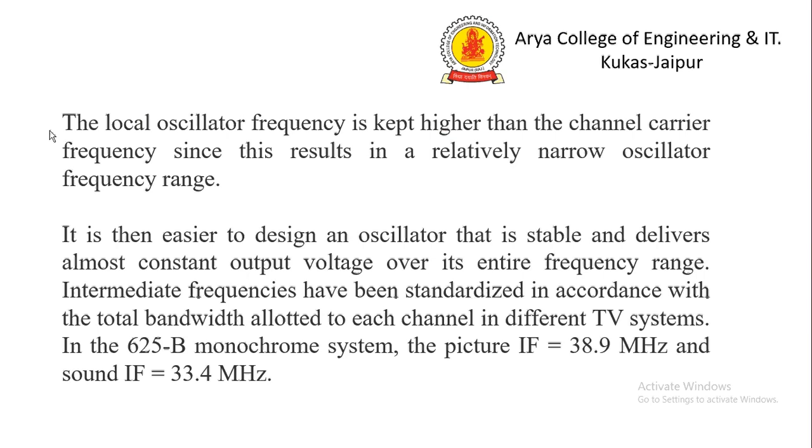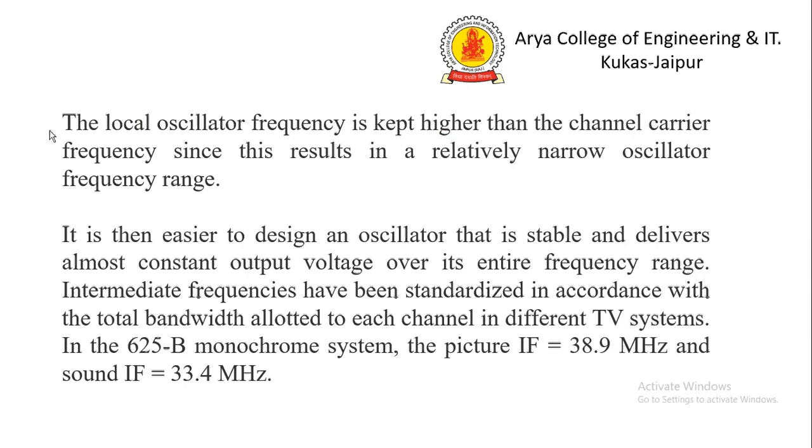Intermediate frequencies have been standardized in accordance with the total bandwidth allotted to each channel in different TV systems. In the 625-line monochrome system, the picture IF is equal to 38.9 MHz and the sound IF is equal to 33.4 MHz.